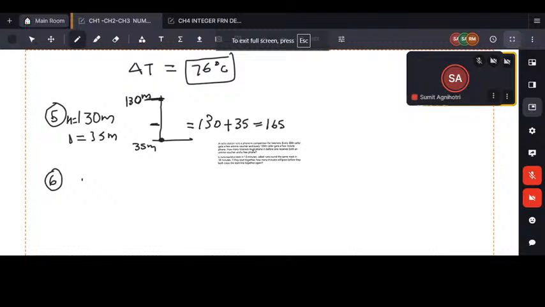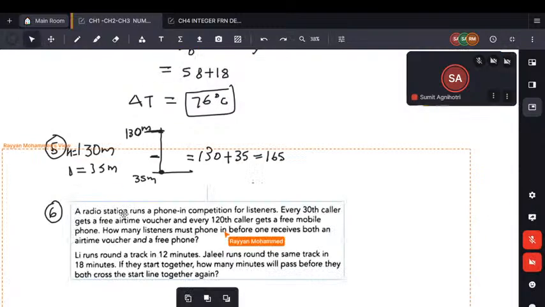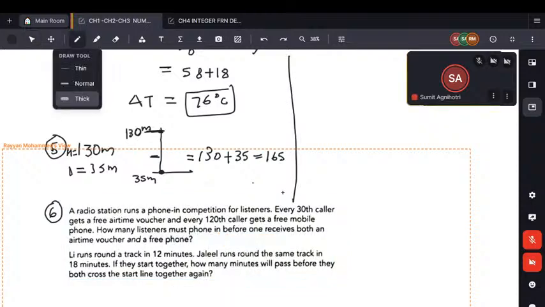A radio station runs a phone-in competition for listeners. Every 30th caller gets a free airtime voucher and every 120th caller gets a free mobile phone. How many listeners must phone in before one receives both an airtime voucher and a free phone?